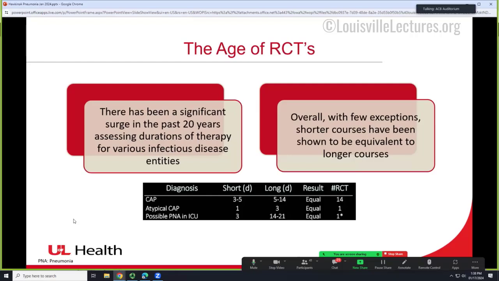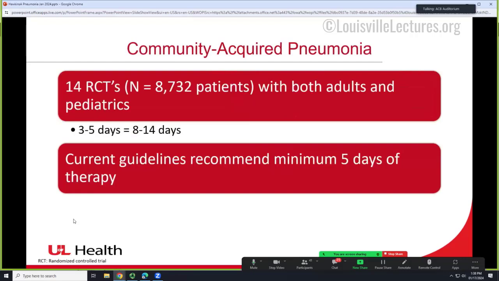and sometimes better. So you can see that there were 14 randomized controlled trials comparing short duration of therapy, anywhere from 3 to 5 days, to long durations of therapy, and all of them come to the conclusion that it is just as efficacious to use shorter therapy. However, our current guidelines still recommend a minimum of 5 days of therapy, so keep that in your mind.